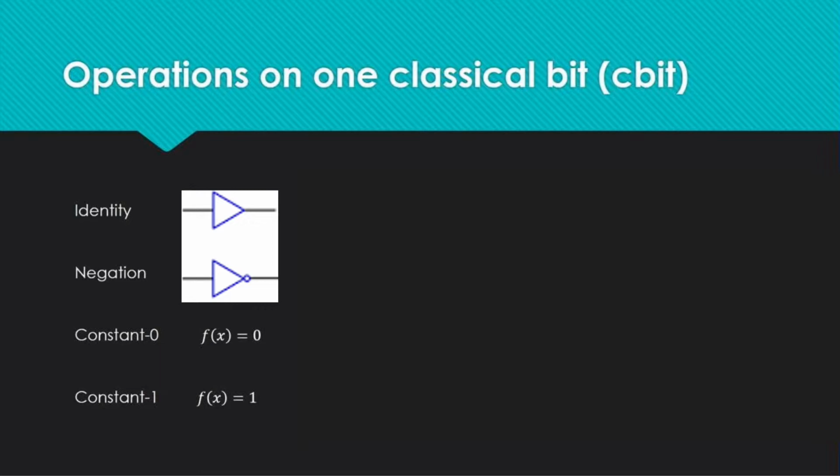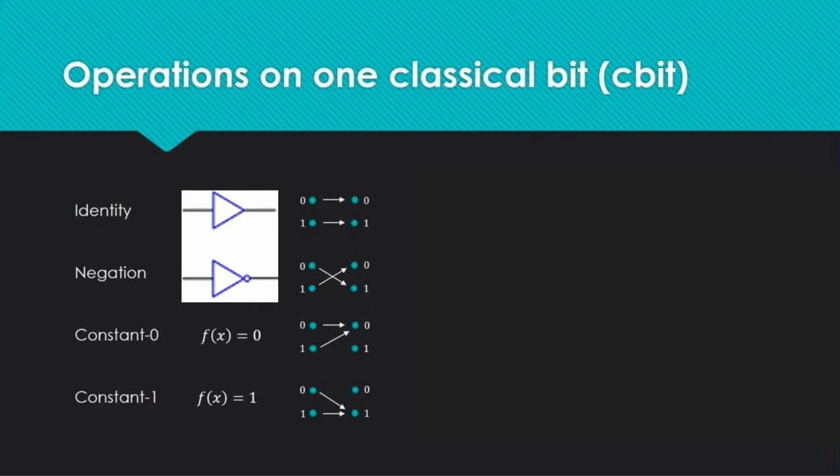We can also represent functions as truth tables or maps that show you how each input is going to be transformed into an output. And you can see those maps here. For example, constant 1 takes 0 and 1 and maps them both to 1.